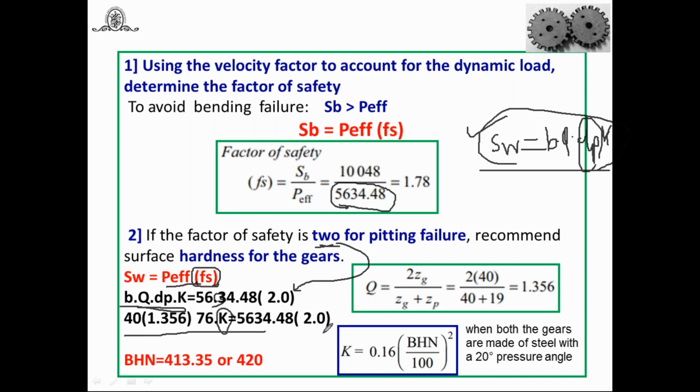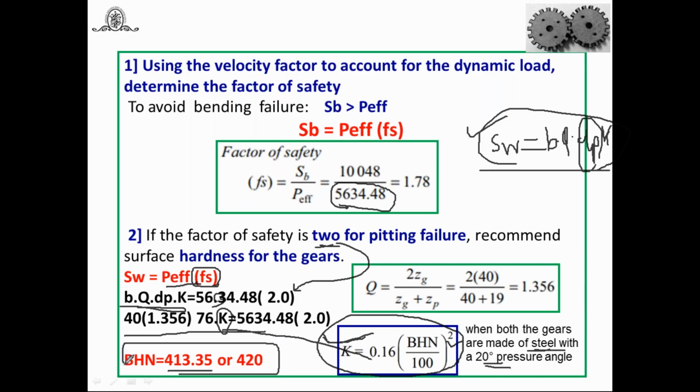But you know very well about this K, the load correction factor K. In this problem statement, both pinion and gear are made of the same material, plain carbon steel 40C8. For a 20-degree pressure angle, what is the K? We have derived the expression K is equal to 0.16 into (BHN by 100) squared. So you can substitute this K as 0.16 into (BHN by 100) squared and find out BHN.